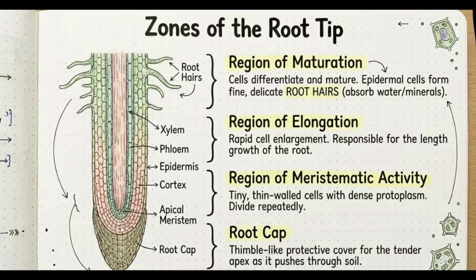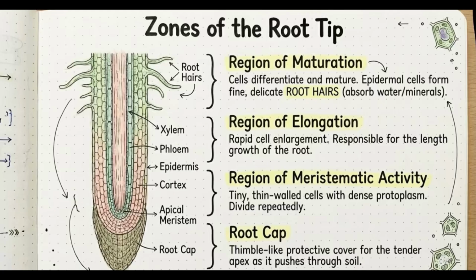Spot on. And just behind that hard hat, you have the region of meristematic activity. The meristematic zone. Yeah, these are tiny, thin-walled cells with dense protoplasm, and their entire job is to divide over and over again. It's just constantly multiplying. It is pure, rapid cellular generation. Right. So that's where the raw materials are manufactured on our construction site.